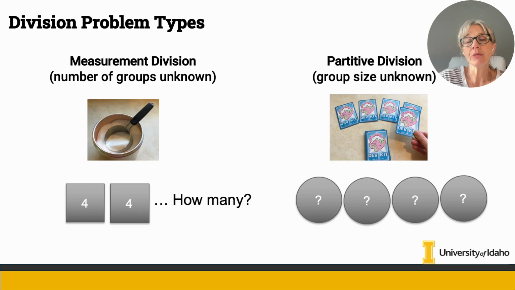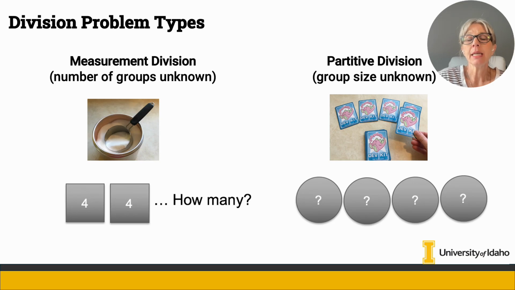Measurement division, also known as quotative division: we know the total. The number of groups is unknown. For example, we might have a container of sugar and a 1/4 cup scoop, and we don't know how many groups of 1/4 we're going to make. Or another example is that we have a bag of marbles, and we're taking out 4 marbles at a time. We don't know how many groups of 4 marbles there are in the bag.